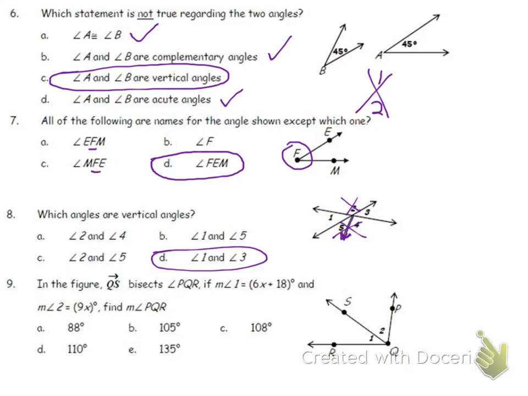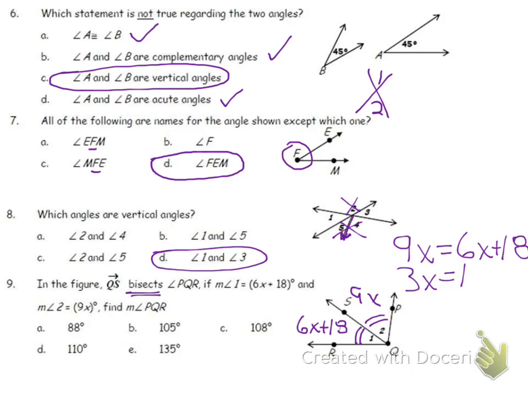Number 9, we have QS bisects our angle. That word bisects tells us a lot about this problem before we start. It tells us that these 2 angles are the same. So I know that angle 1, since it's 6x plus 18, and angle 2, which is 9x, I'm going to be setting those equal to each other because it bisects and gives me 2 congruent angles. When I subtract 6x from both sides, I get 3x equals 18, and x is therefore 6.